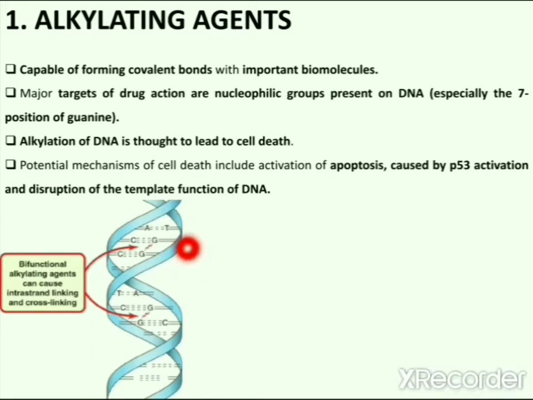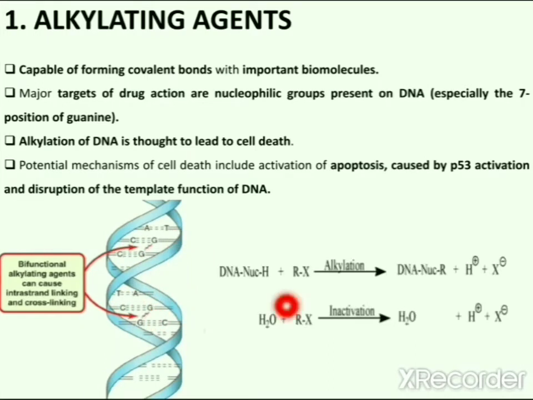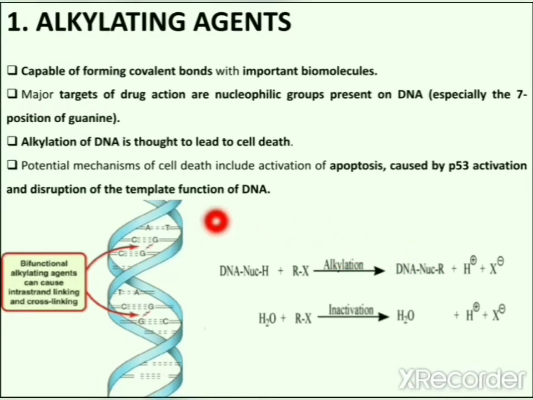In this picture, you can see double-strand DNA structure. Alkylating agents bind on the guanine residue at 7th position. They cause interstrand linking and cross-linking. This is the mechanism of alkylation by alkylating agents. Alkylating agent binds to DNA at 7th position of guanine residue and they cause alkylation of DNA, which results in interstrand linking and cross-linking.